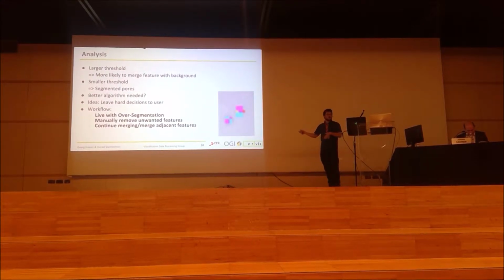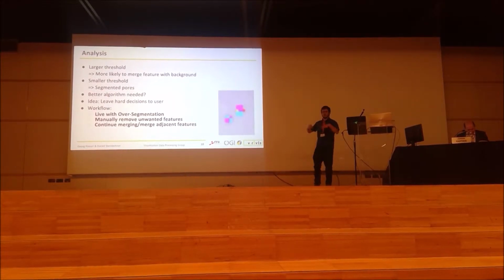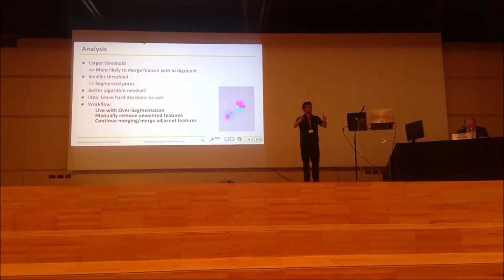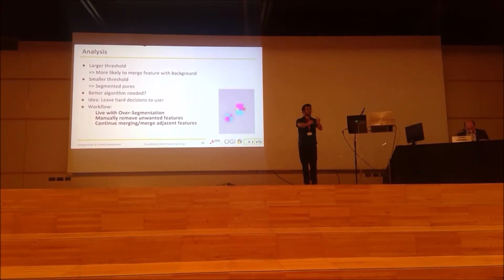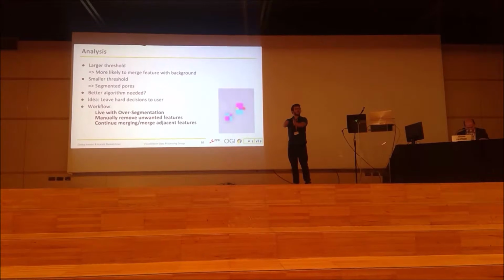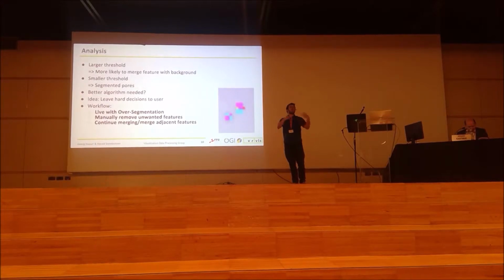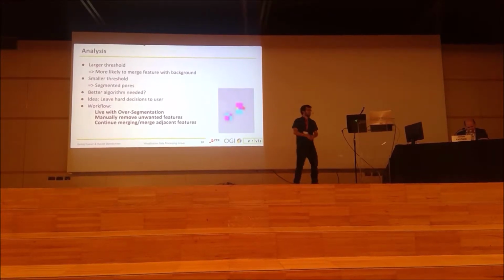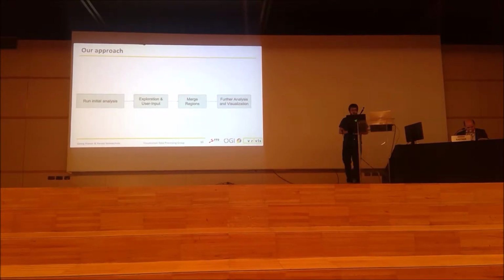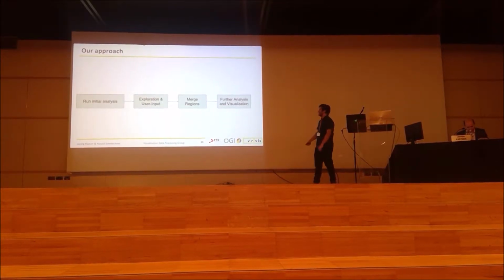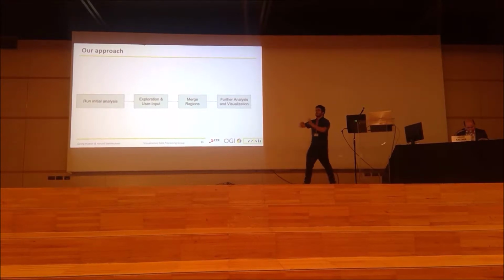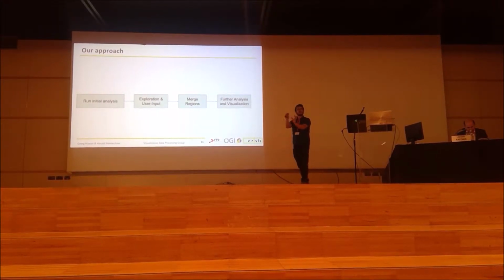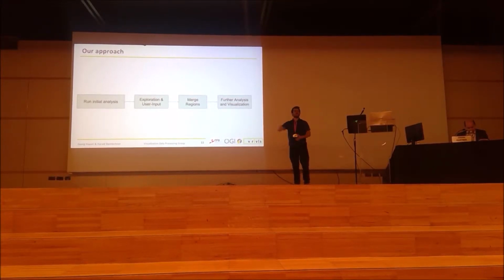So either we improve on the algorithm, or we take a different approach. And the way we went here is we live with over-segmentation. So we run the algorithm, which is fast. Then we have an over-segmented image, and then we ask the user to remove features which are unwanted in order to go back to the algorithm. So the envisioned workflow then is we run an analysis, we let the user explore intermediate results, tweak some parameters in between of the running algorithm in order to come back to the algorithm and improve further.